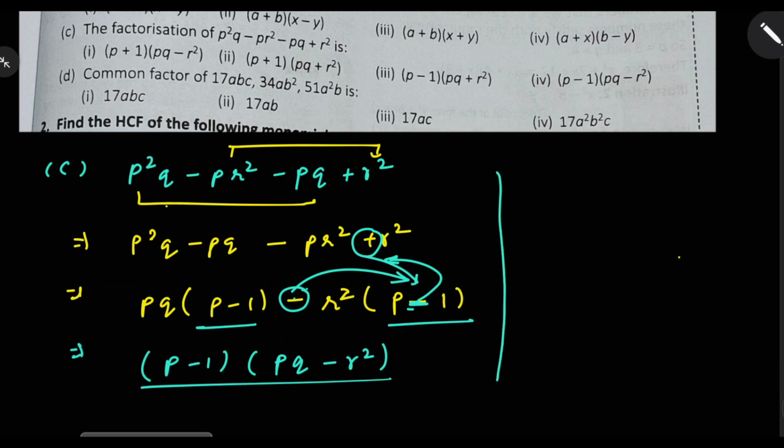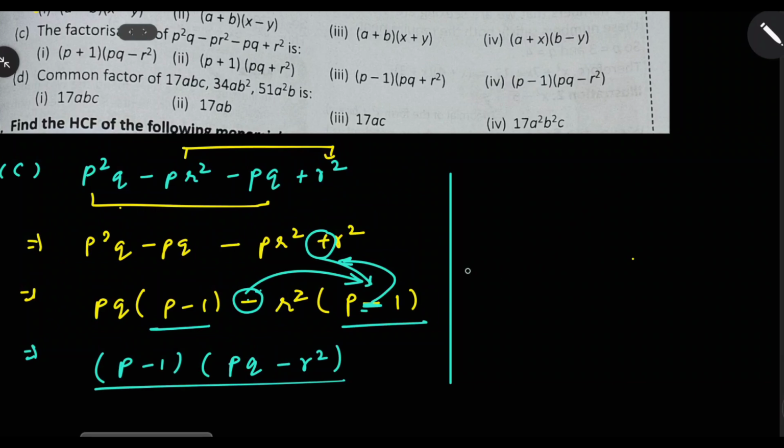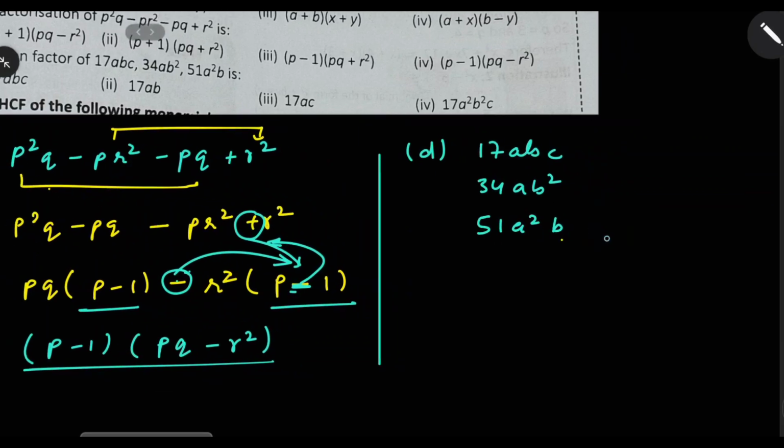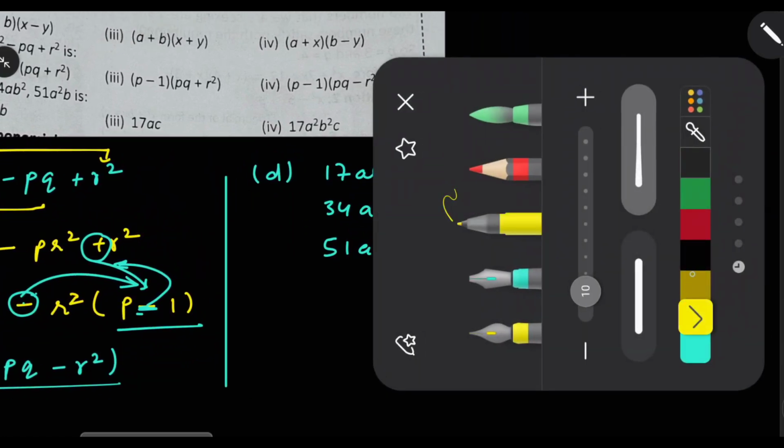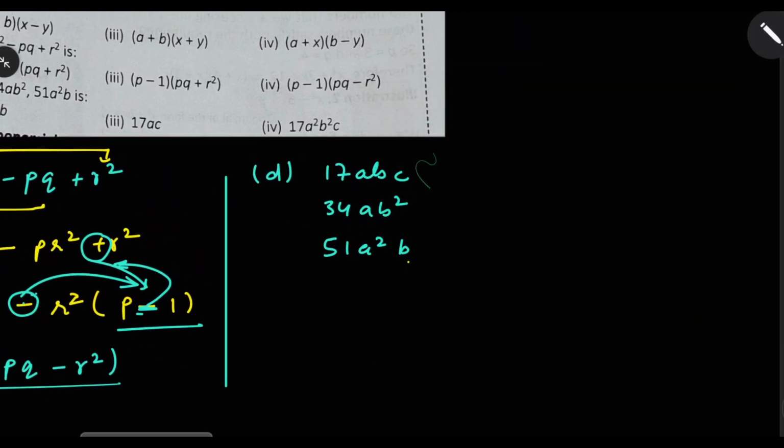Our next question, D. We have to tell the common factor of 17abc, 34ab square and 51a square b. We have to find the common factor of these terms. First of all, we have to factorize them. What numbers can be the factors of these numbers?